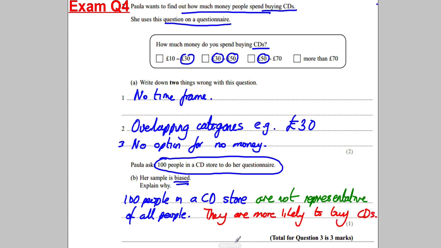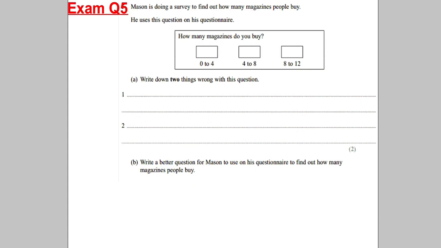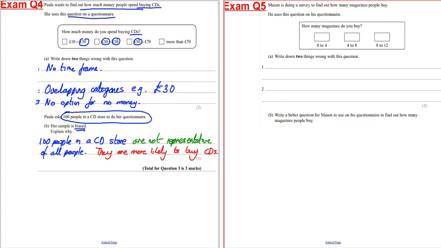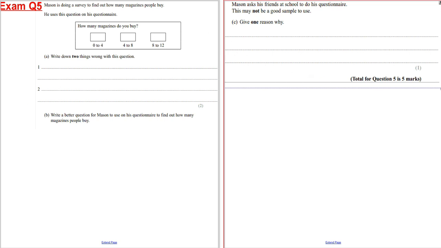Okay, so another one done. Okay, question 5. Just going to go to dual page here. Question 5, it's on 2 pages. It says Mason is doing a survey to find out how many magazines people buy. He uses this question in a survey. 2 things wrong. Well, it doesn't give a time frame. It doesn't say a week or what. So no time frame. Overlapping categories, as always.